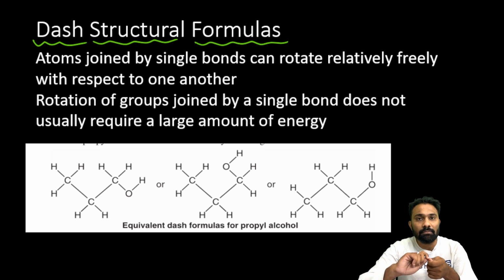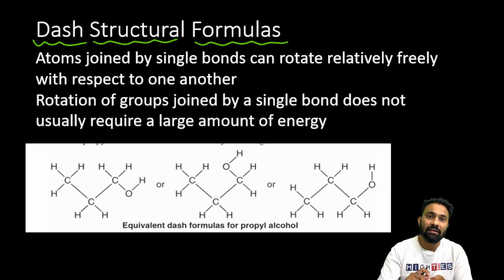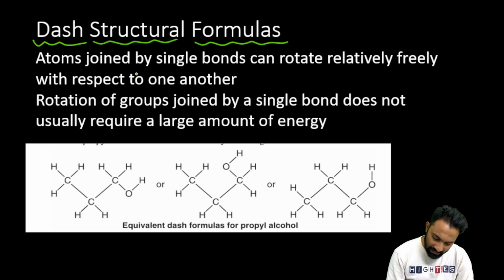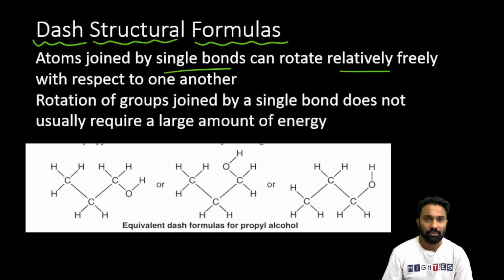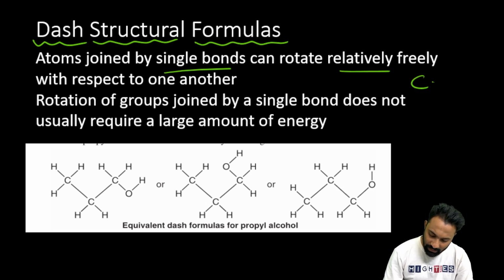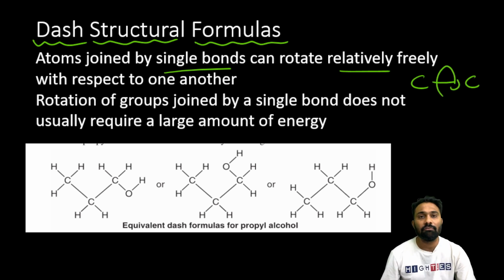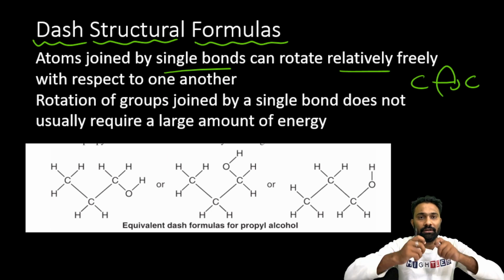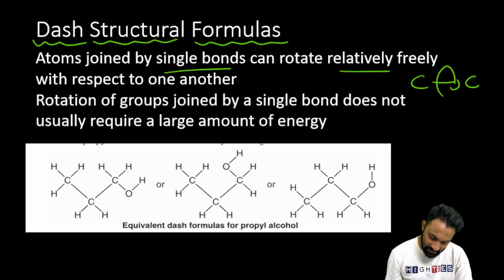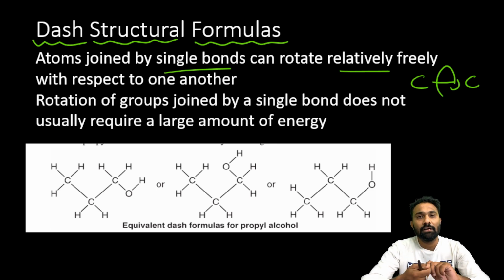single bonds can be easily rotated. Freely it can rotate. So that's the reason an organic compound with single bonds can be written in many ways. The atoms joined by single bonds can be rotated relatively freely with respect to one another. If this carbon and this carbon are attached, we can rotate this carbon very freely. That's the reason the rotation of groups joined by a single bond does not usually require a larger amount of energy. That's the reason it can easily rotate, right?